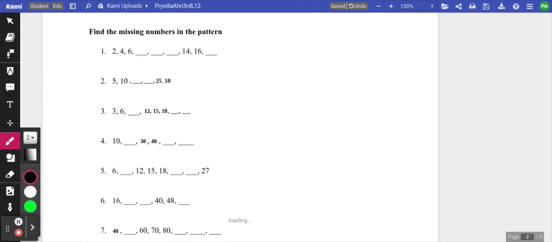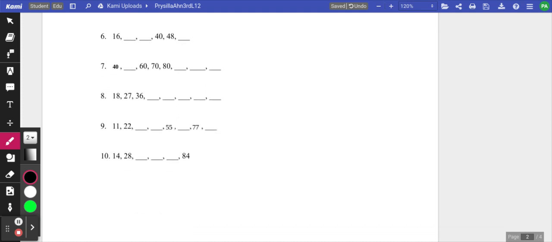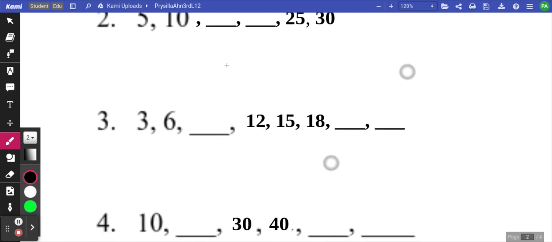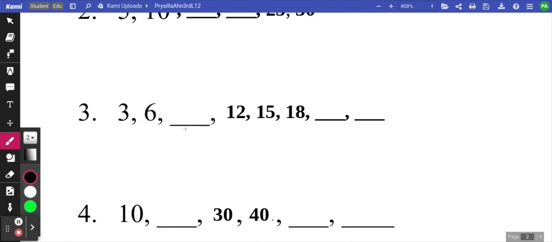Moving on, find the missing numbers in the pattern. So we see that there are a lot of missing numbers in these different problems, in these different patterns. So let's try number 3. It seems a little more complex. So we have 3, 6, blank, 12, 15, 18, blank, blank.